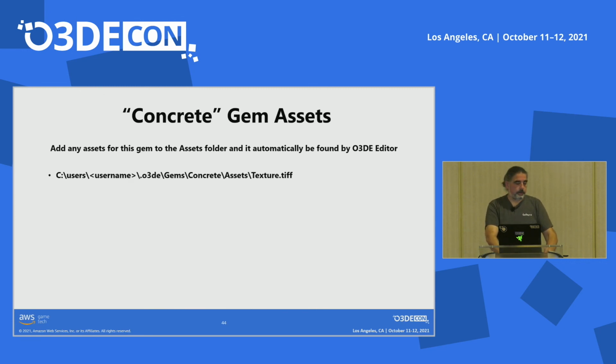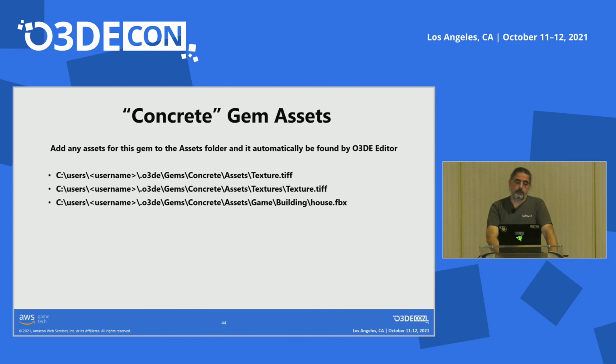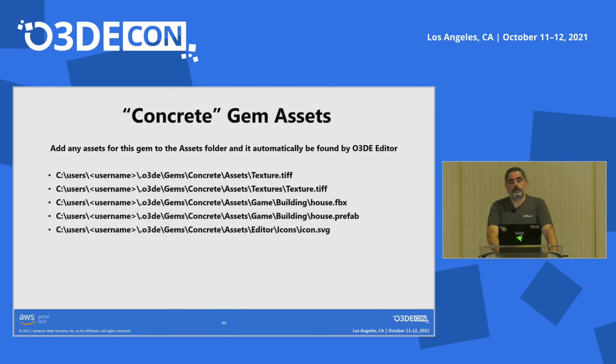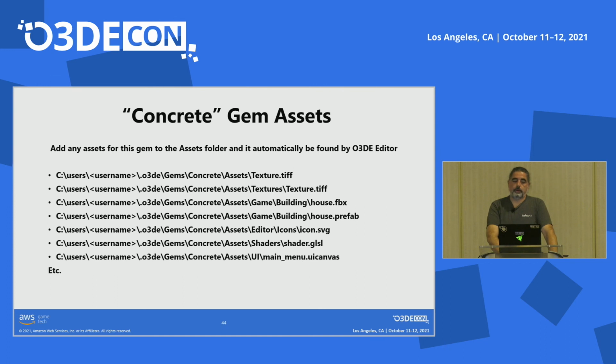So say I have a texture, and I just want to stick it inside this gem to make it available. I could put it inside of the gem concrete assets folder like this, texture.tiff. And I can group them. Obviously, it's a file structure, so I can put them into textures and then just texture.tiff, so I can group things up. Anything below the assets folder will be taken. Also things like FBXs and prefabs, icons for the editor, shaders, anything like that you can stick in there, menus. These will all be picked up by the editor, by the asset processor.